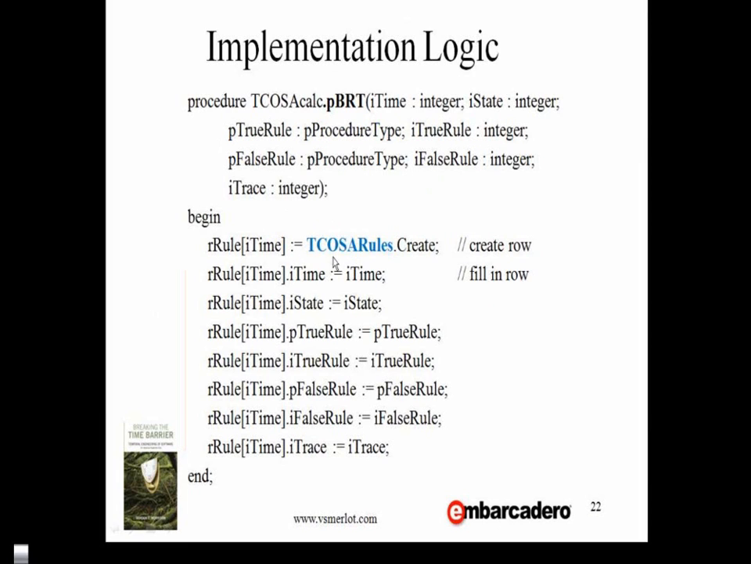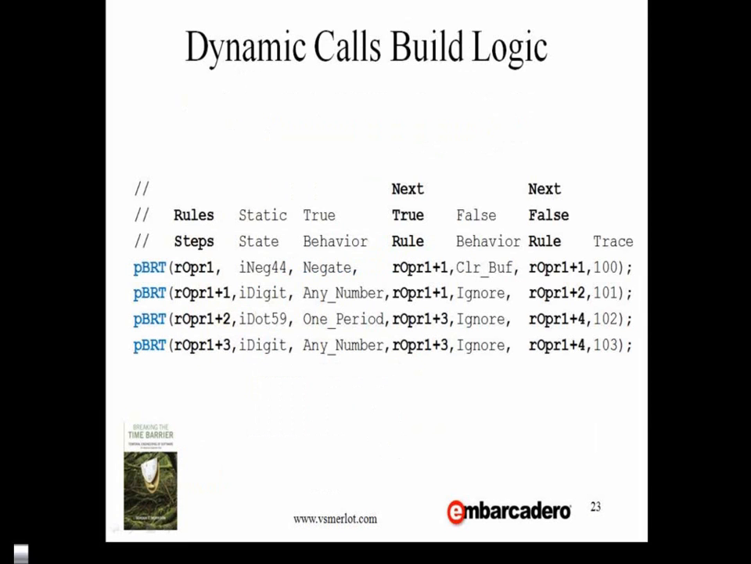It creates a row of TCOSA rules. It fills in the time, the state, the true and false, the next, the trace. When the application initializes, these are dynamic calls to the routine PBRT. So in Delphi, this table must be set up before the engine can be used. In C and C++, this happens statically at application load time.